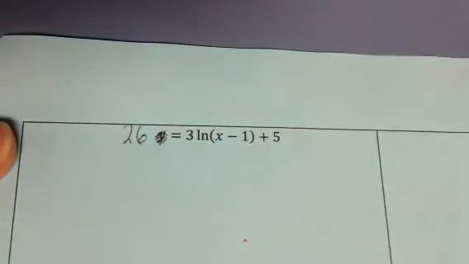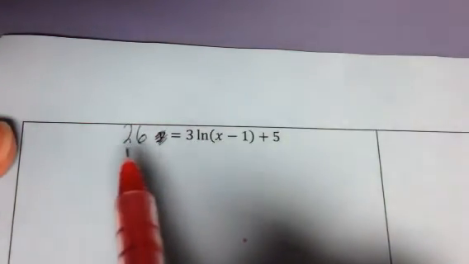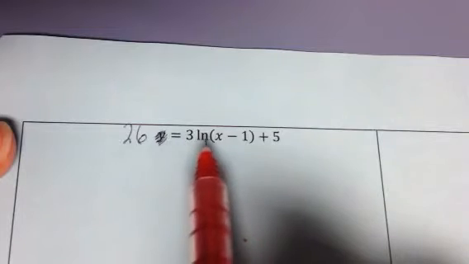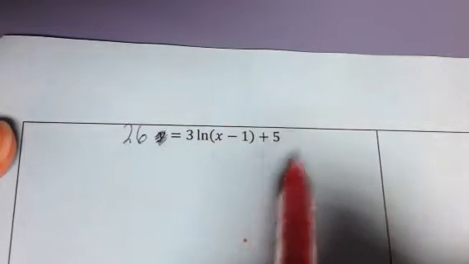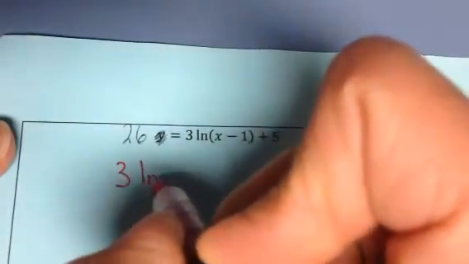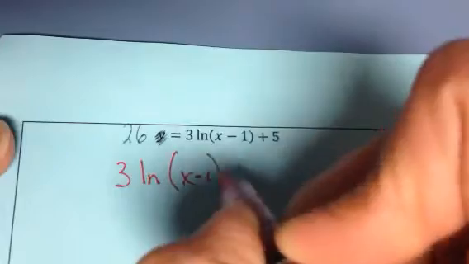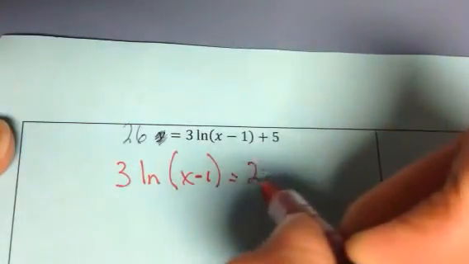Let's turn this into a 26. Okay, so there is a log, and there's a constant here and here, and that means I'm going to be making my e, but I'm not going to make my e until the 3 and the 5 are over. So first I'm going to subtract the 5, and I'm going to switch it to being over here. So subtract the 5, that's 21.